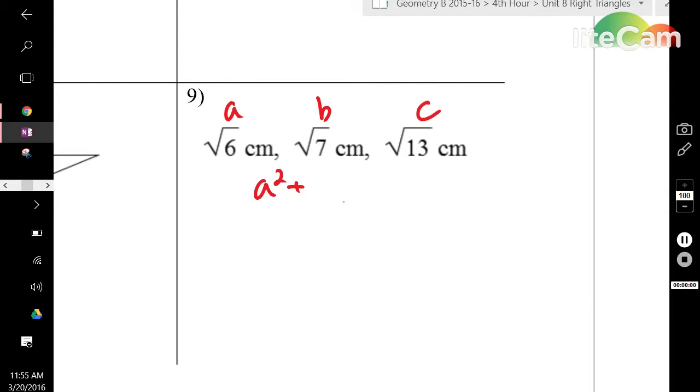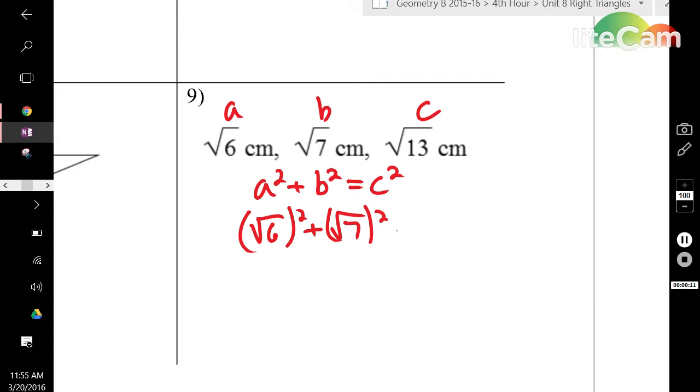plus b squared equals c squared. Plug in your values. Square root of 6 squared plus the square root of 7 squared equals the square root of 13 squared. Now, when you have a square root and a square around the same number, they're inverses of each other. So once you do one, the other one undoes the first one.